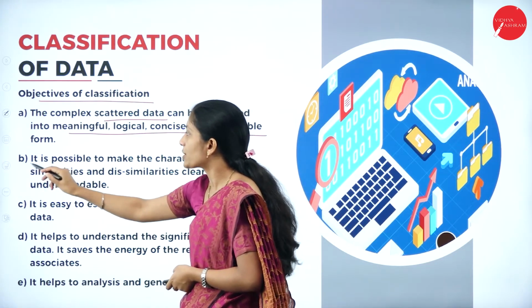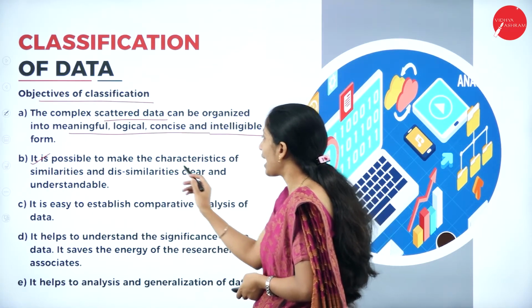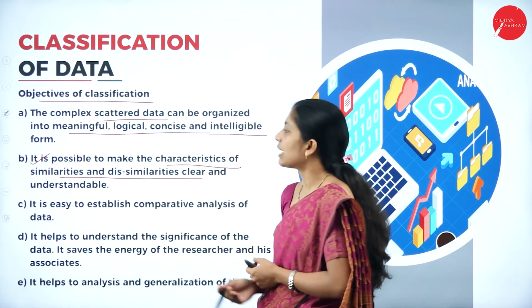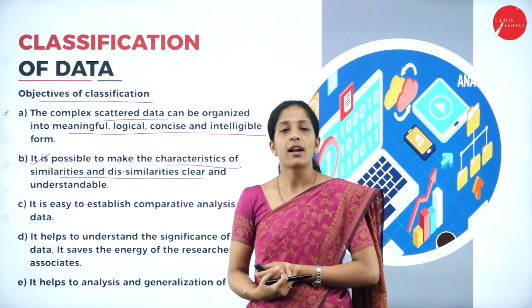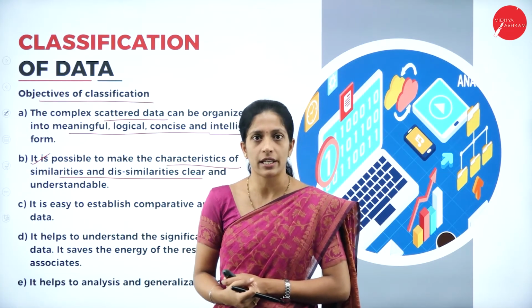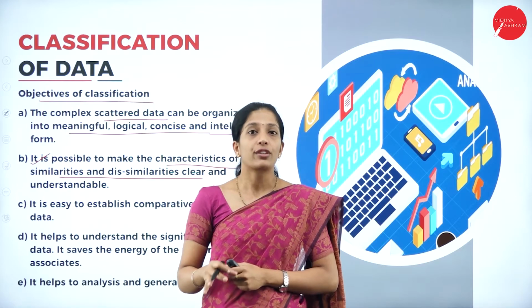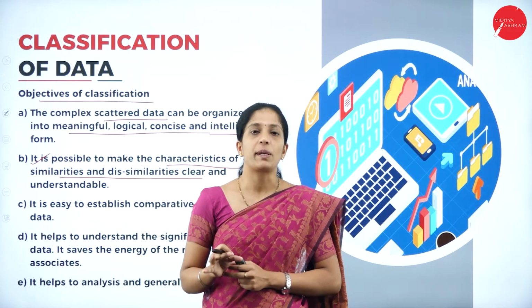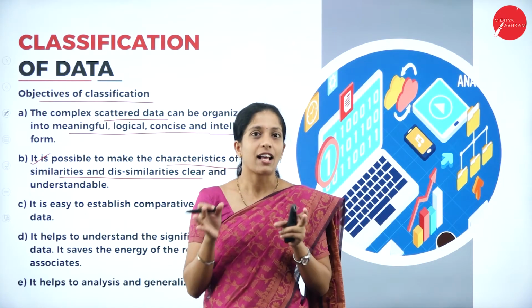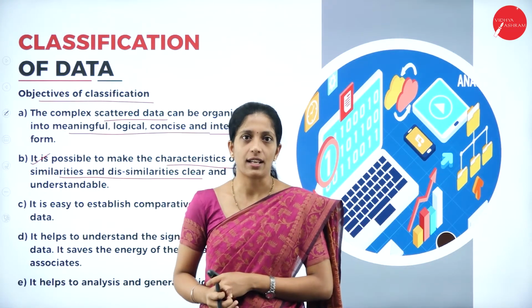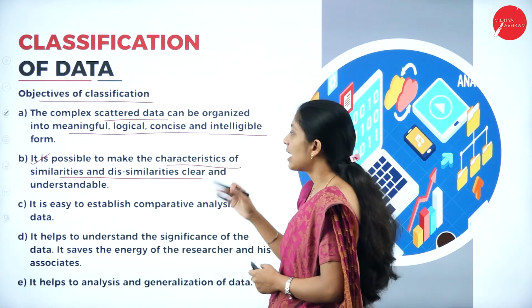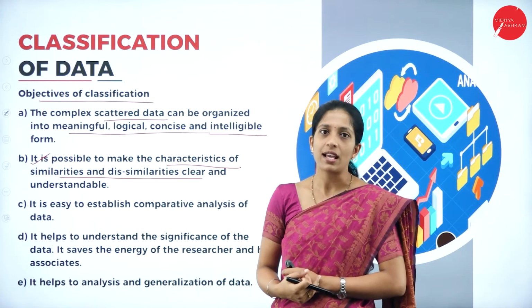Now coming to the second objective: it is possible to make the characteristics of similarity as well as dissimilarity clear and understandable. We can't say that the information collected from the respondents is similar in nature. Since we are going to collect information from a diverse group of people, we will get a large number of opinions. Those many opinions have to be compressed into a small set of opinions. So it will be able to identify similarities, dissimilarities, and whether it is clear and understandable or not.